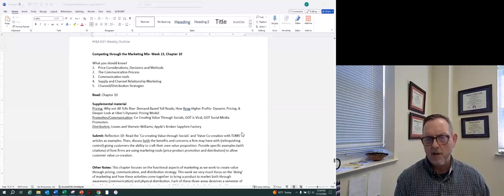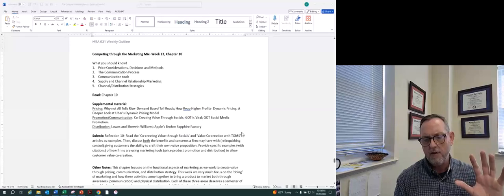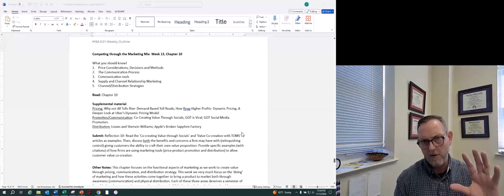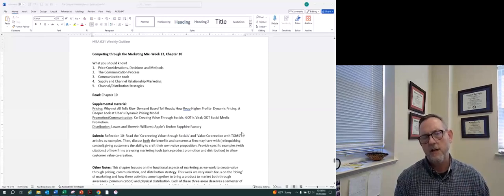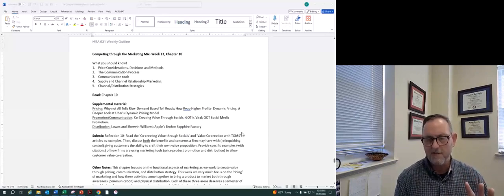Lowe's and Sherwin-Williams is an article where they've collaborated to form an exclusive channel, again through their relationship. And then Apple's Broken Sapphire factory is a great example of controlling the supply chain, and the relationships that one firm, Apple, has with another firm, which is tasked with producing sapphire, a raw material that Apple uses in their devices, and the problems and troubles they have along the way. So it's an inter-firm relationship. Really, that's the focus of the article.